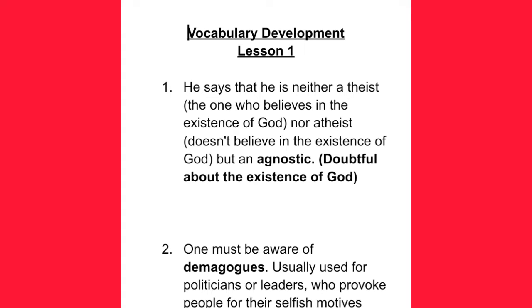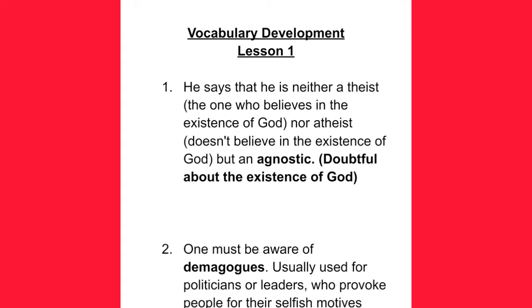So let's begin. The first example is, he says that he is neither a theist nor an atheist, but an agnostic. A theist simply means the person who believes in the existence of God. On the contrary, an atheist means the person who does not believe in the existence of God. But here we have used the word agnostic. So that person is somebody who neither believes in the existence of God, nor does not believe in the existence of God.